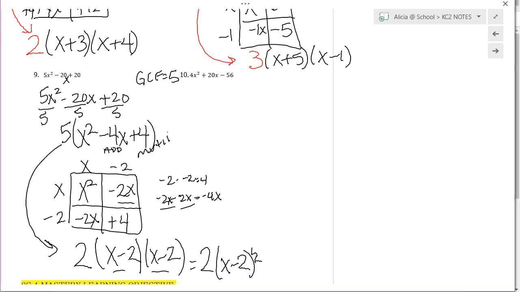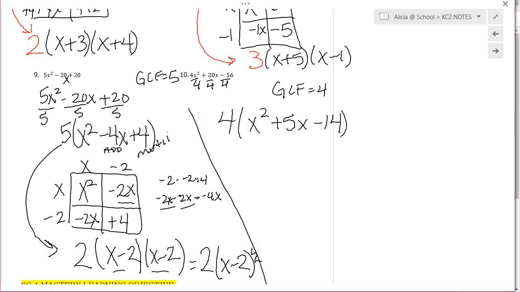Our last example here, I have a 4x squared plus a 20x minus 56. And our GCF here is a 4. So I'm going to divide everything by 4. That's going to give me 4 parentheses. 4 divided by 4 is a 1x squared. 20 divided by 4 is a positive 5x. And negative 56 divided by 4 is a negative 14. Again, use your multiplication chart, use your calculators, whatever you have to do. I'm going to draw my line here so I don't get confused.